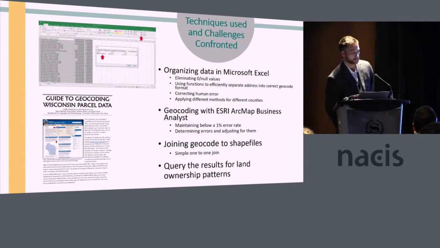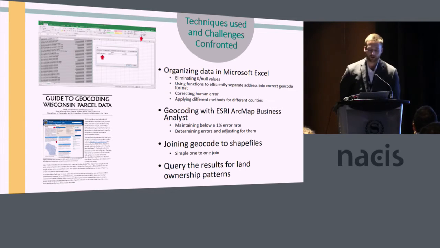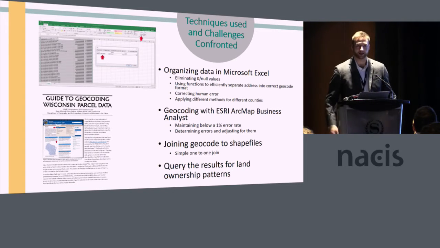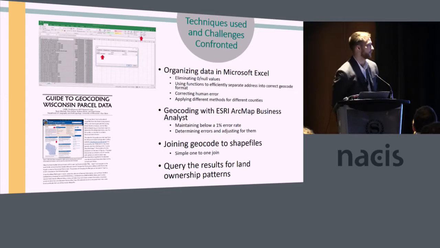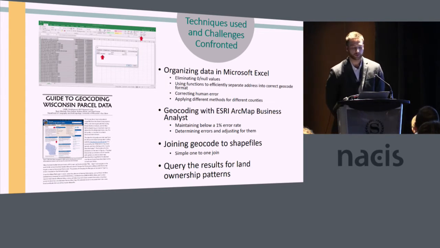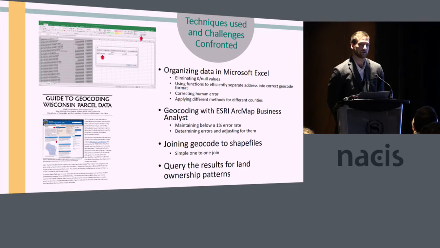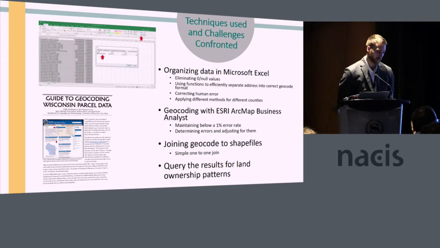Some of the techniques and challenges we were confronted with. One of the major things with this project was organizing the data in Microsoft Excel. Since it is such a large data set and it is done by GIS analysts for each county, there's going to be some human error and some other errors we run into. The first one would be like eliminating zero and null values. More often than not, this was government-owned land, which doesn't have like assessed values, so we took that out of our analysis.